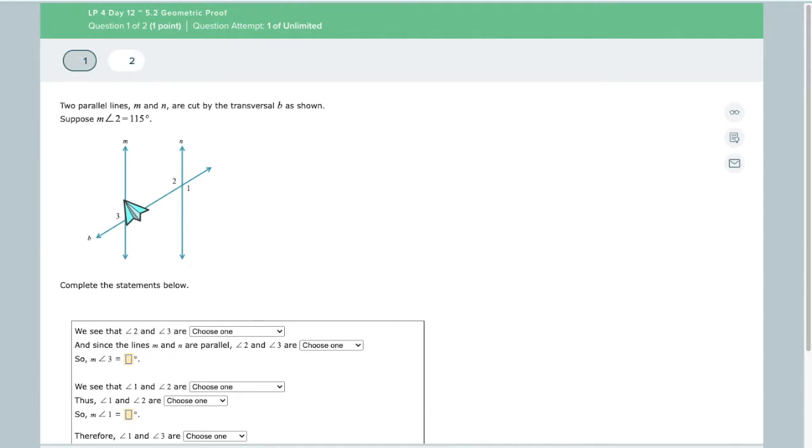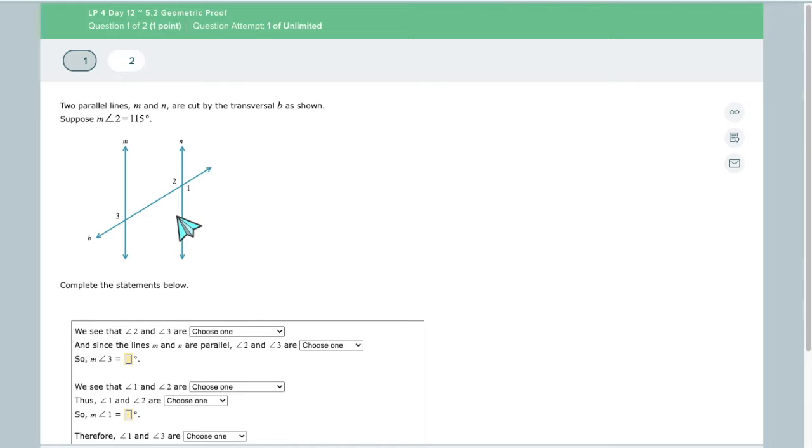It says 2 parallel lines, M and N, so we can see M and N, are cut by transversal B as shown. So transversal, remember we did this on the last section. Transversal just means a line that's crossing another line. So in this case, I can see B is crossing over these other 2 lines, which are parallel. And if we have parallel lines, we also have some of these other relationships. We have alternate exterior angles, alternate interior angles, corresponding angles, and these are all congruent to each other.